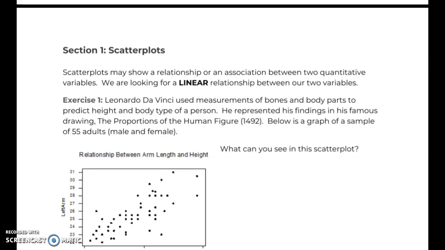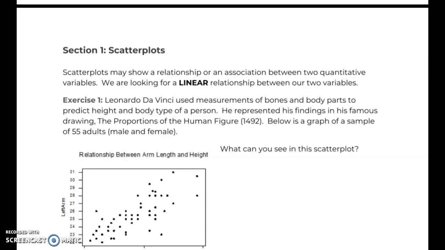All right, so let's look at scatter plots. A scatter plot is a graph that displays the relationship between two variables. So each dot is a measurement of the height and the left arm length of one individual person. And the scatter plot really shows us if there's a relationship between arm length and height. So what can you see in the scatter plot? Well, hopefully you can see an upward trend.